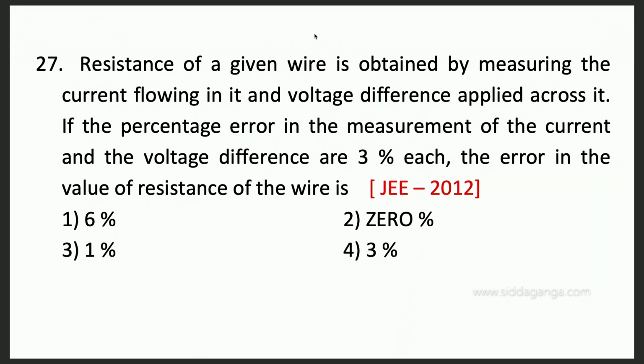JEE 2012. Resistance of a given wire is obtained by measuring the current flowing in it and the voltage difference applied across it. The percentage errors in measurement of current and voltage difference are 3% each. The error in the value of resistance of the wire?